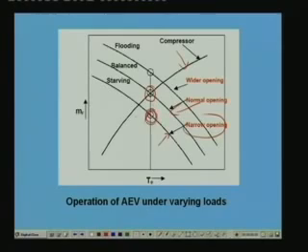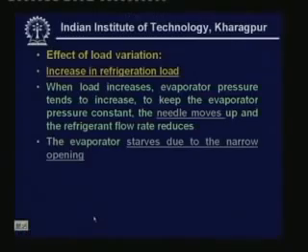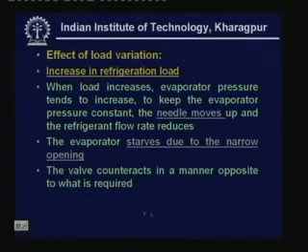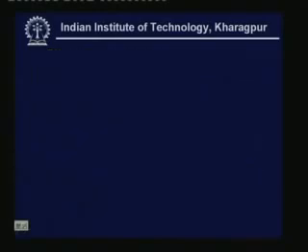So you are supplying less and you are taking out more from the evaporator. So the evaporator starves. So you have the starving condition now. Actually this is opposite to what we require, because when the load increases we want the refrigerant flow rate to increase, but unfortunately in this valve the opposite thing happens, the mass flow rate reduces so that the evaporator pressure is maintained.